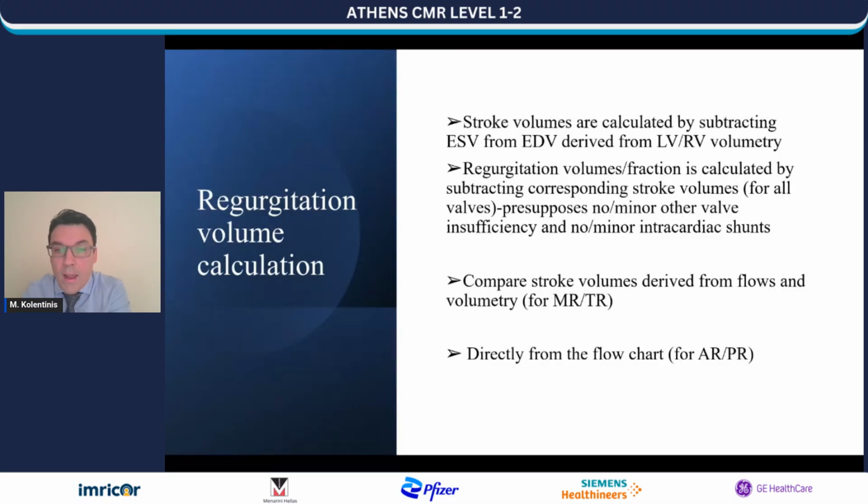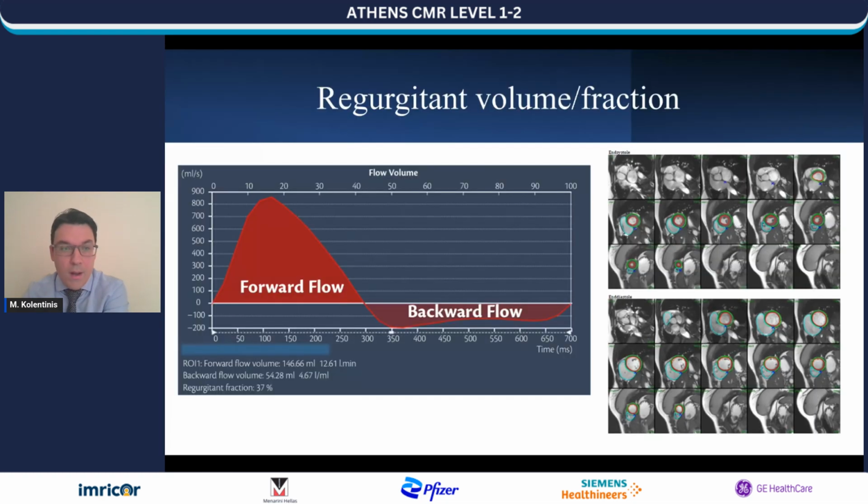For example, when we have a patient with mitral or tricuspid regurgitation, we can calculate the flow, and then the volumetry, and the difference in the two volumes is the regurgitation volume. But when aortic or pulmonary valves are involved, we can directly measure it through the flow chart, as I showed earlier.